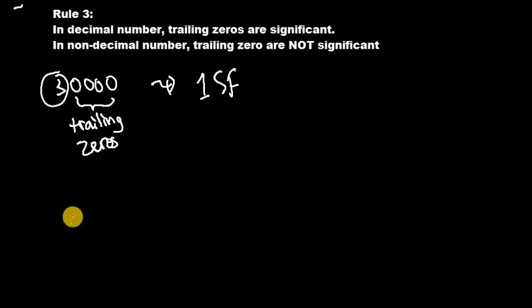And then let's say we have 0.00300. Now this is a decimal number, right? Because this is a decimal number, we can count the trailing zeros, but we still cannot count the leading zeros. These 3 leading zeros are not significant, but because it is a decimal, the 2 trailing zeros are significant. So this one has 3 significant figures.